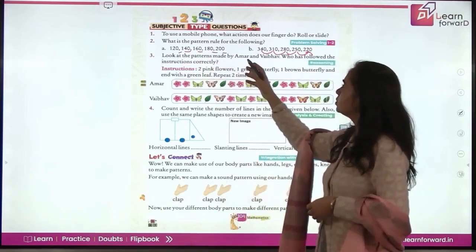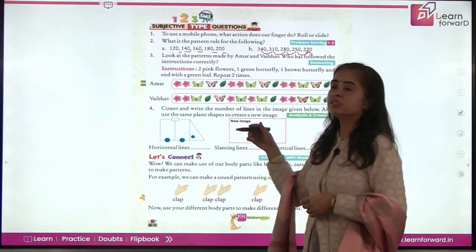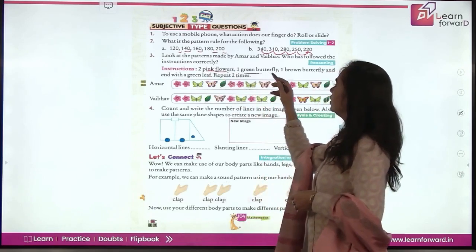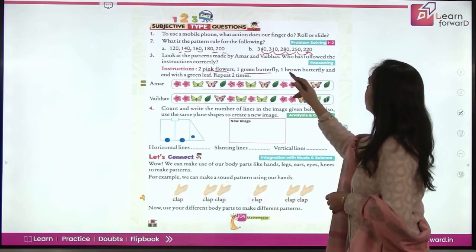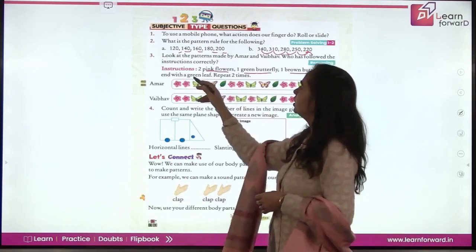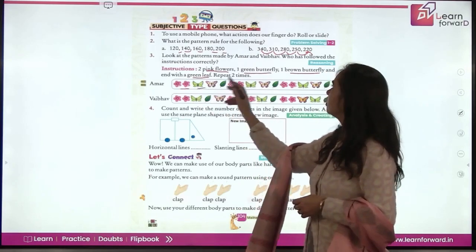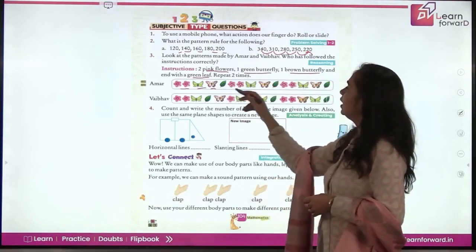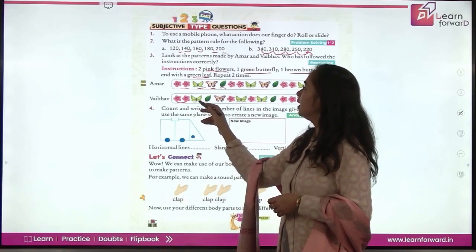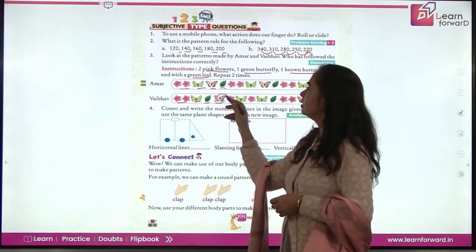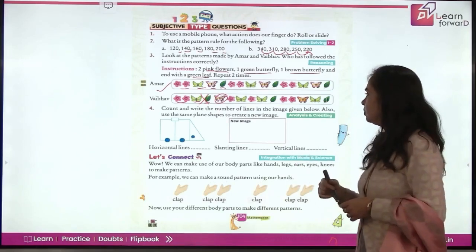Look at the patterns made by Amar and Vaibhav. Who has followed the instructions correctly? The instructions were 2 pink flowers, 1 green butterfly, 1 brown butterfly and end with a green leaf. So let's see. And what has Vaibhav done? 2 pink, 1 green and then this. So this is wrong. Amar has followed the instructions perfectly.